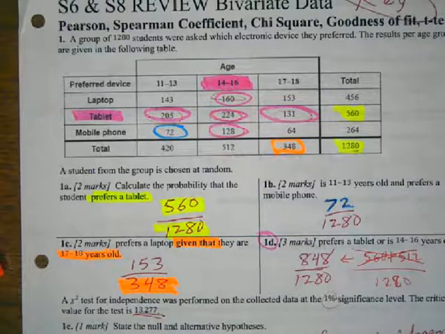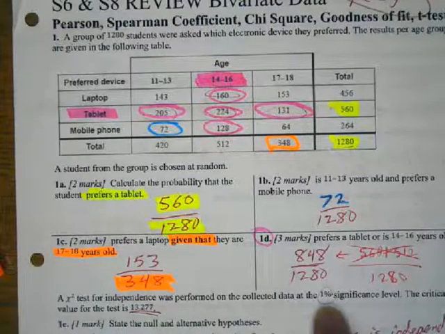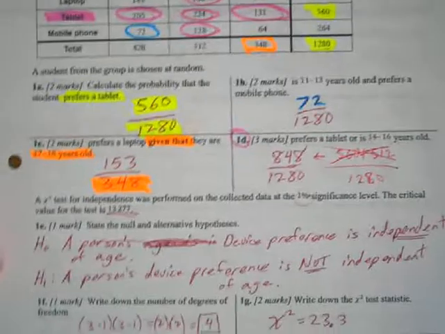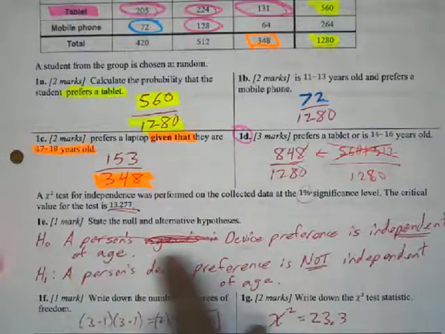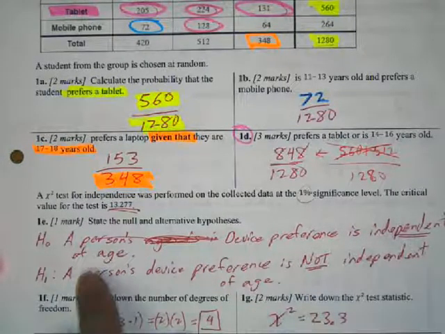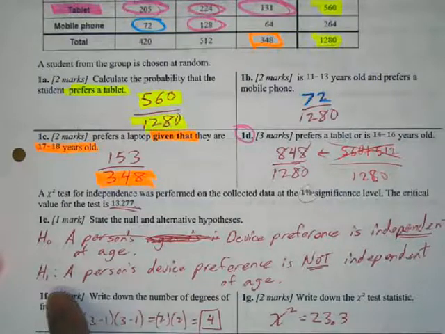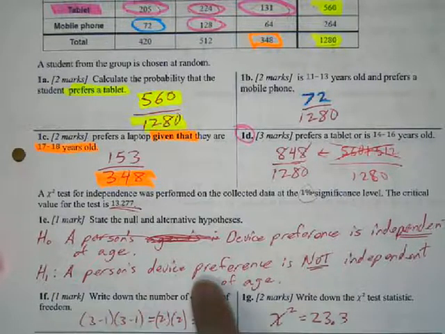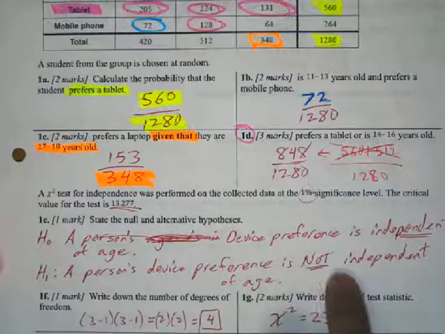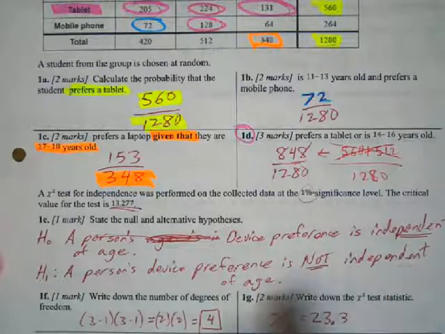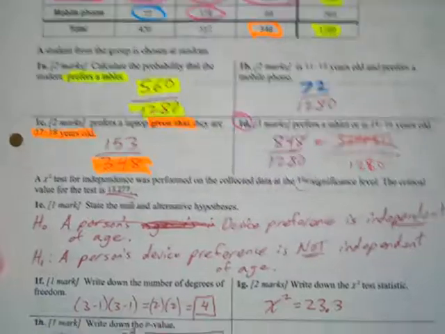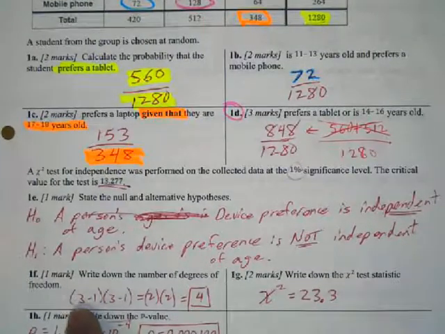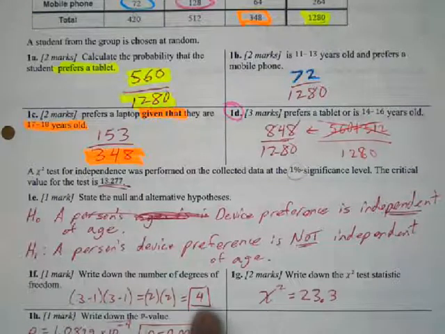Okay, so calculate the chi-squared test for independence. Our null hypothesis is that a person's device preference is independent of their age. Their alternative hypothesis is that the person's device preference is not independent of age. My degrees of freedom are the rows minus 1 times the columns minus 1, and we end up with degrees of freedom of 4.